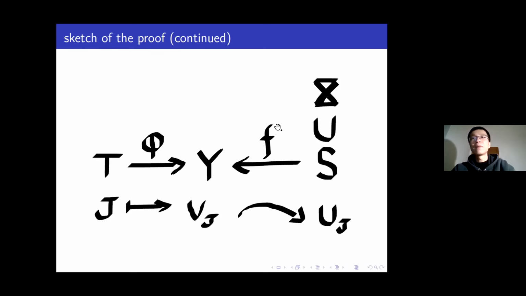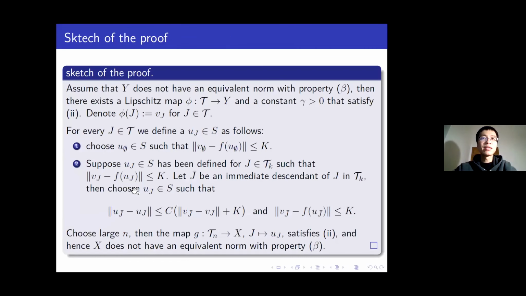If F is a uniform quotient, then we know that a uniform quotient onto a Banach space must be surjective. So when you pull back, you just choose the preimage of Vj under F. But if F is a coarse quotient map, of course, a coarse quotient map is not necessarily surjective. So all you can do is find some Uj in S so that the distance between Vj and F(Uj) is at most some constant K.